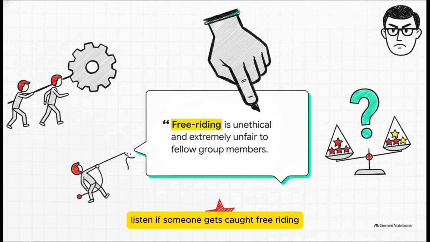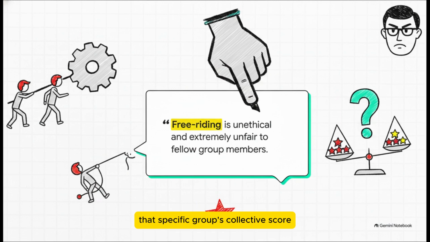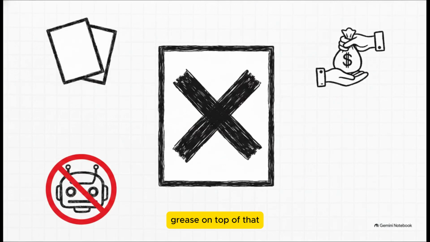Listen, if someone gets caught free riding, the lecturer has the absolute right to convert that specific group's collective score into individual marks. Basically, one person slacking off could cost them their entire grade while protecting the folks who actually put in the elbow grease. On top of that, academic integrity is paramount here.